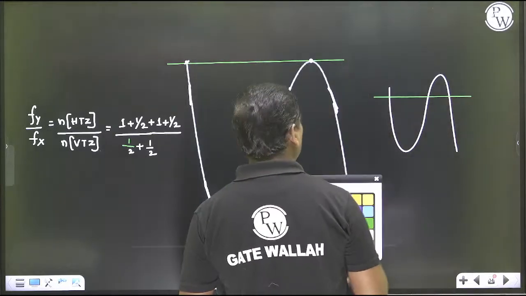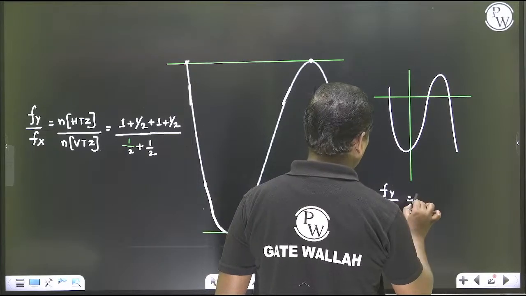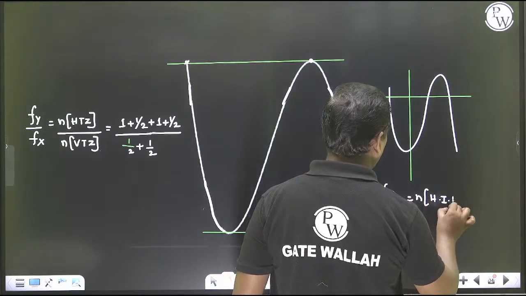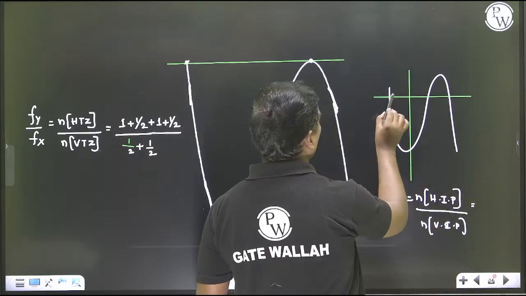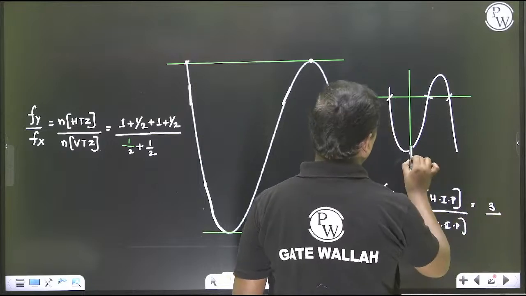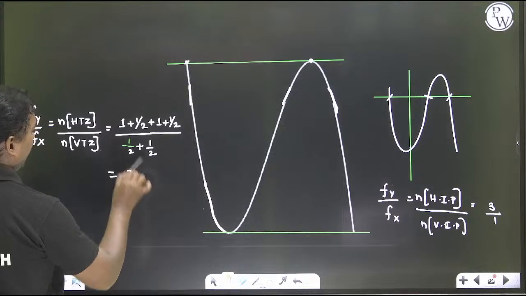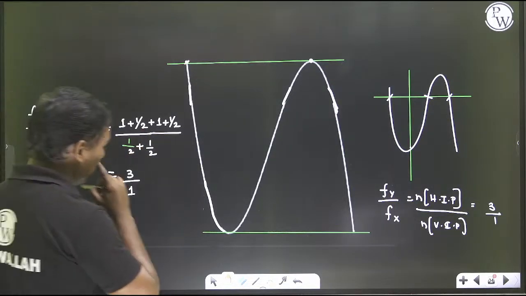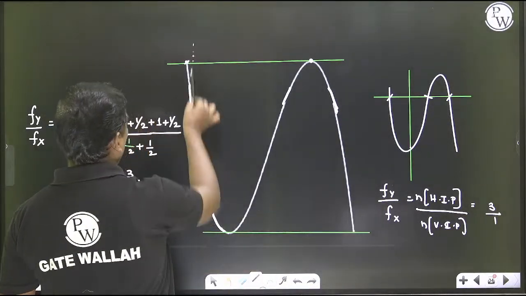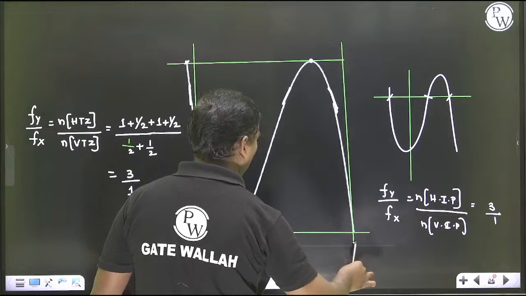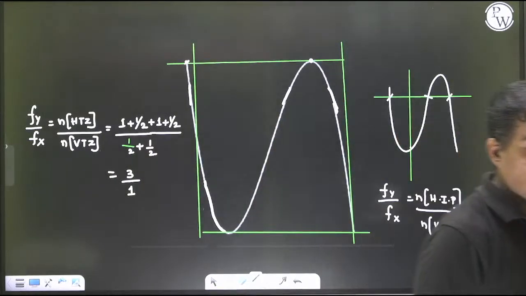So see here, the frequency applied to the y-axis and the frequency applied to the x-axis: number of horizontal intersection points divided by number of vertical intersection points. If you take this picture now, horizontal intersection points are how many? 1, 2, 3. Vertical is only 1. 3 by 1. Same thing is coming here, 3 by 1. 1 plus 1, 2 plus half of 3 plus 1. So here this is half, and this is also half. Understood? Whichever method you are comfortable with, you can go through it.